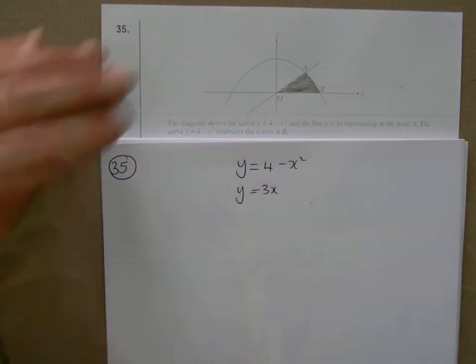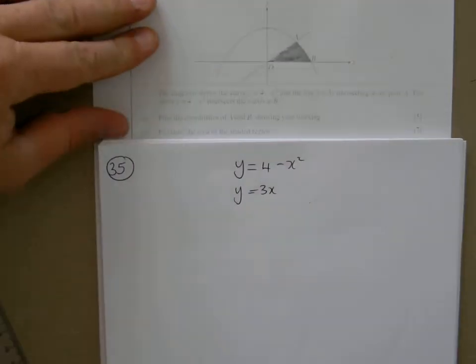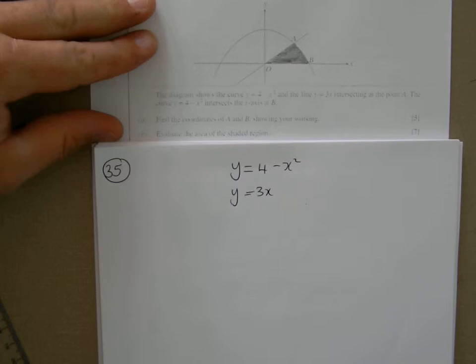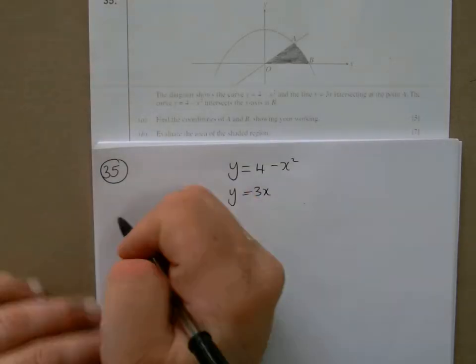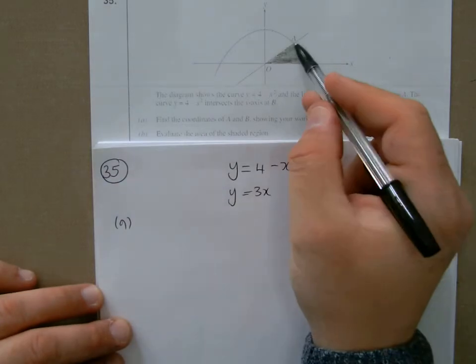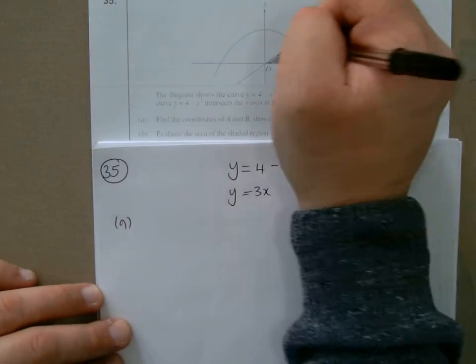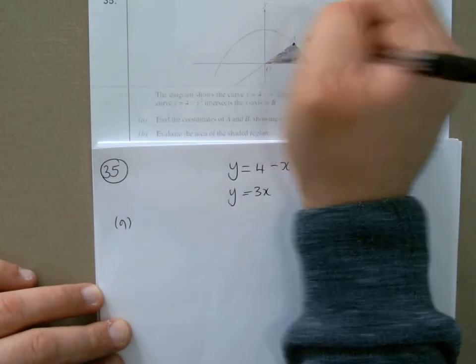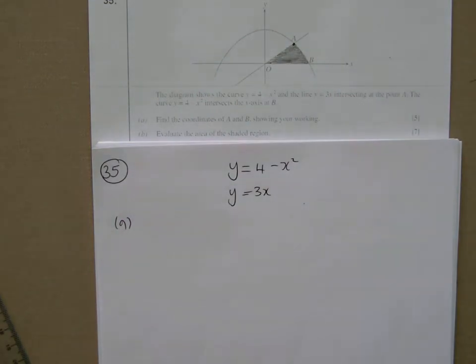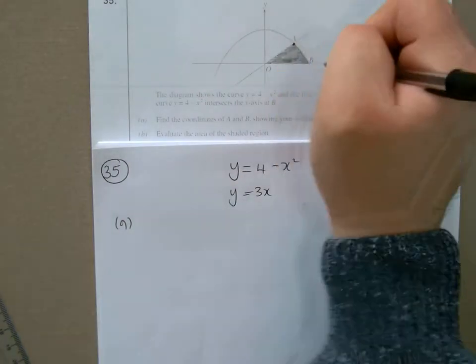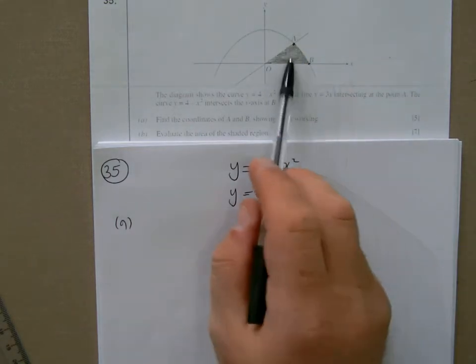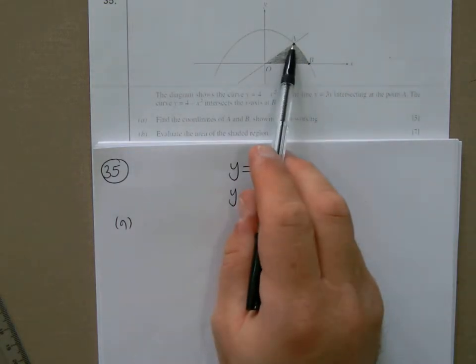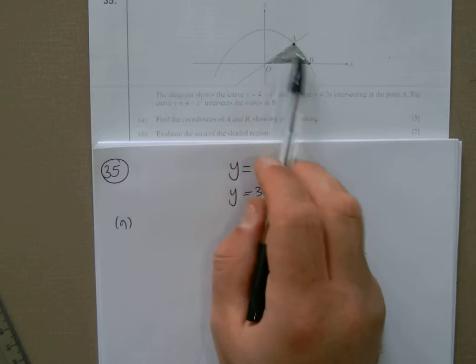Okay, so in this question here, we've got the line and the curve there, yeah? And it says in part A to find the coordinates of A and B showing your working. Now, for A, notice it's where the line and the curve intersect. I hope you can see that there. That's not the case for B. B is different. We'll come to that in a minute. But certainly for A, it's where the curve and line intersect.